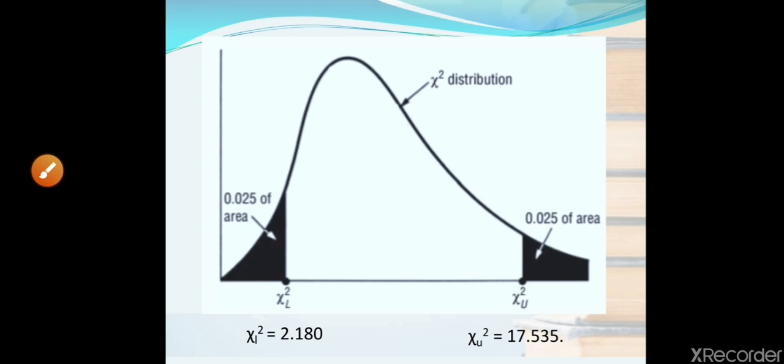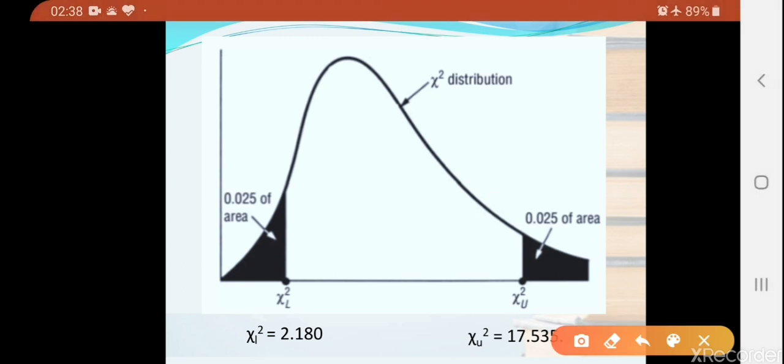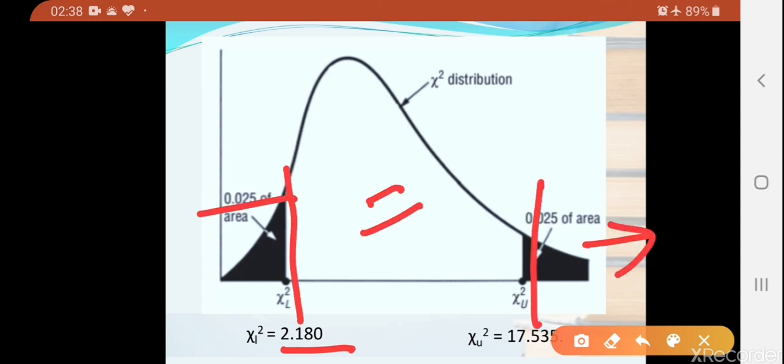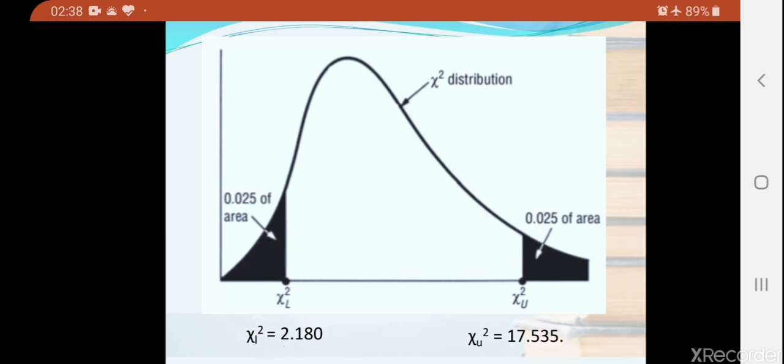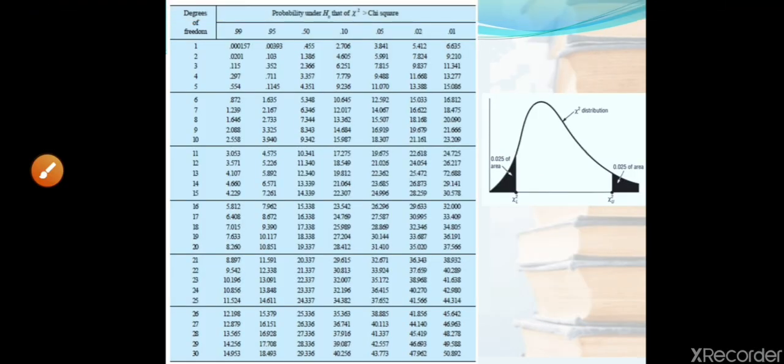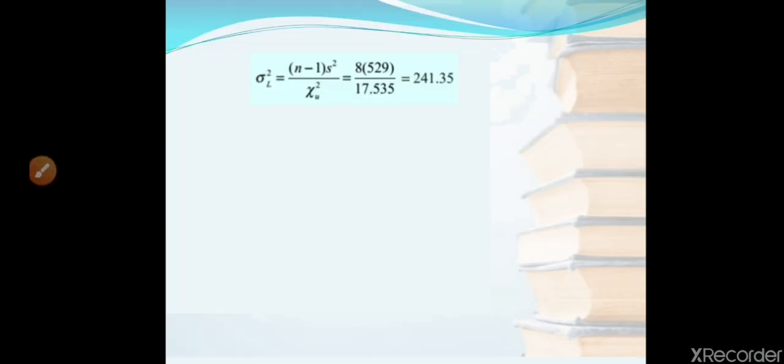So from this table we get chi-square U as 17.535 and chi-square L as 2.181. So this is the acceptance region, and both this side and this side are the rejection region. So after that we will calculate the interval for sigma square.